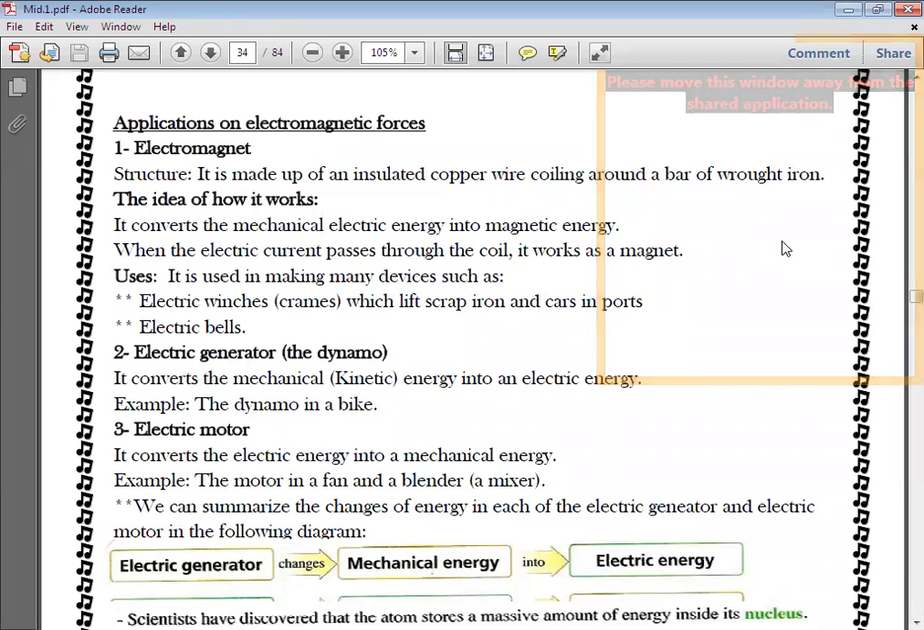Like the motor in a fan. When the fan is connected to electricity, there is electric energy, and the fan starts to move, there is kinetic energy. Like the motor in a blender or a mixer.